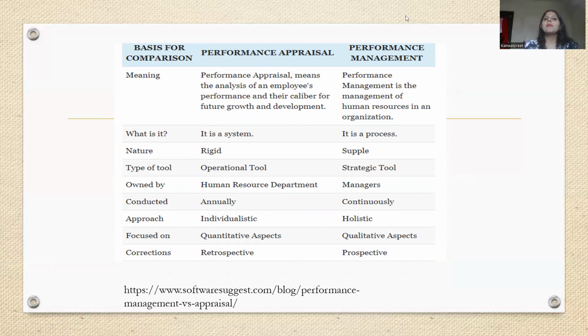So let's read the basis for comparison. Now I'll read only this: performance management. Performance management is the management of human resources, so you're managing the human resources. It is a process, whereas performance appraisal is a system.